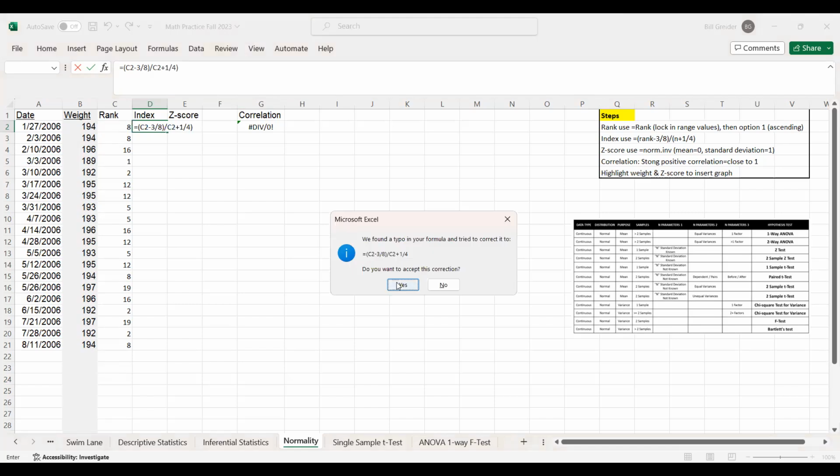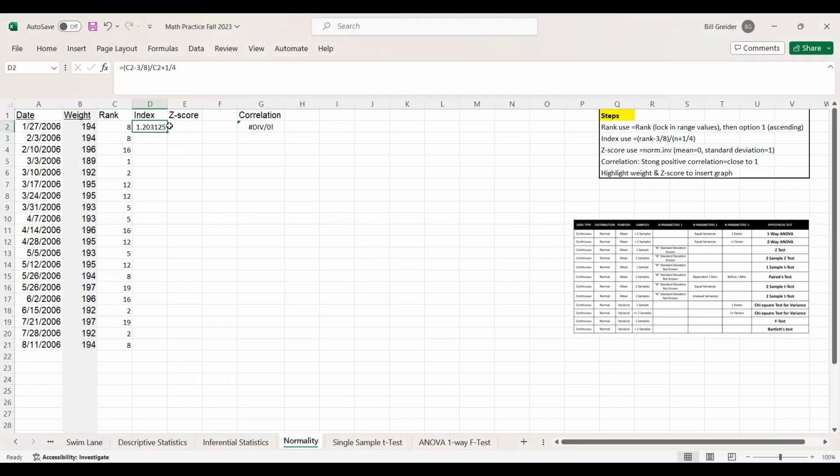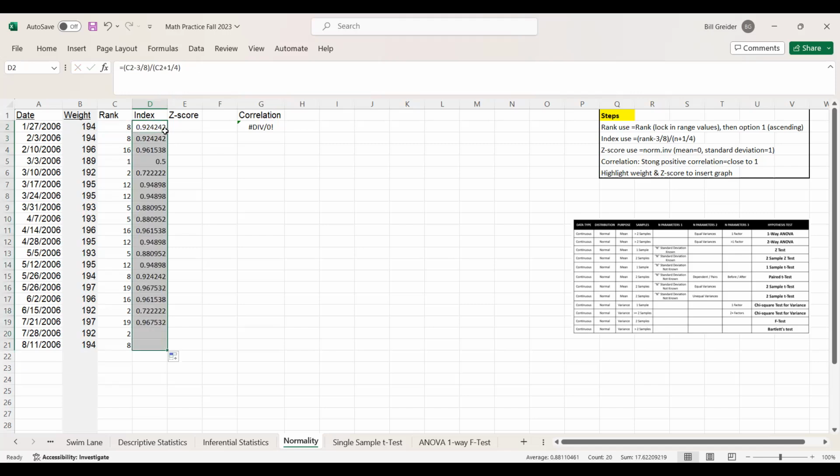Let me just double check. E equals C2 minus, I'm sorry, that's 3/8. And then you just got to put parens down around the denominator. Yep. Thank you. Saw it. Dave Terry. Thank you, David. Welcome. And I don't have to lock anything in there. And just double click all the way down.